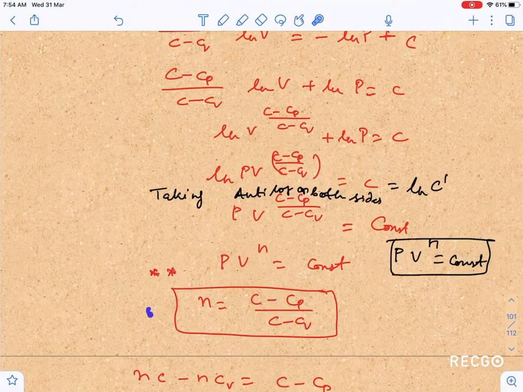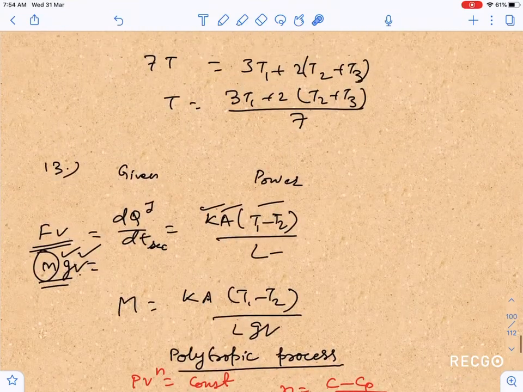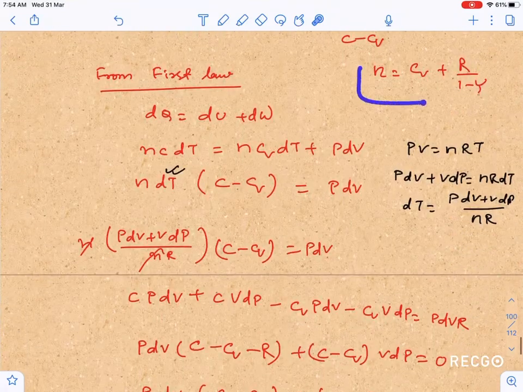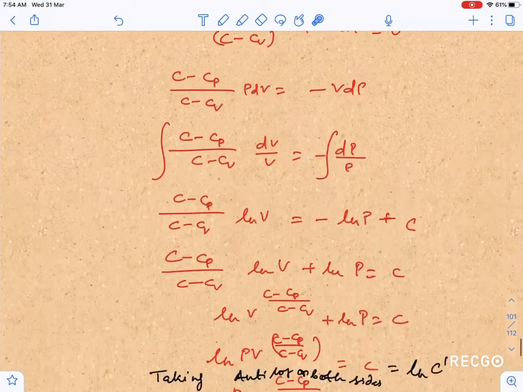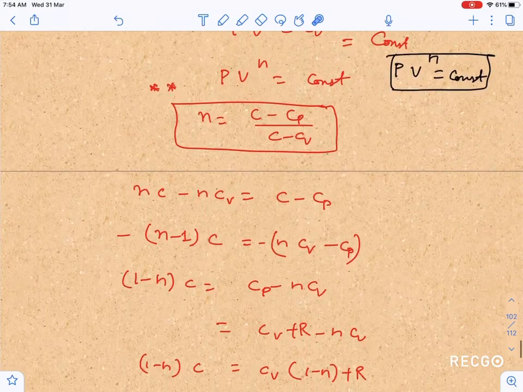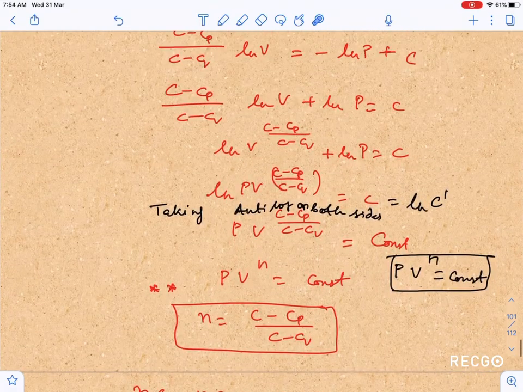Now guys, I have taken this equation to prove the second relation which I have written here. I will prove it with the help of this expression. So I can say that, guys, n is equal to (C minus CP) upon (C minus CV), right?